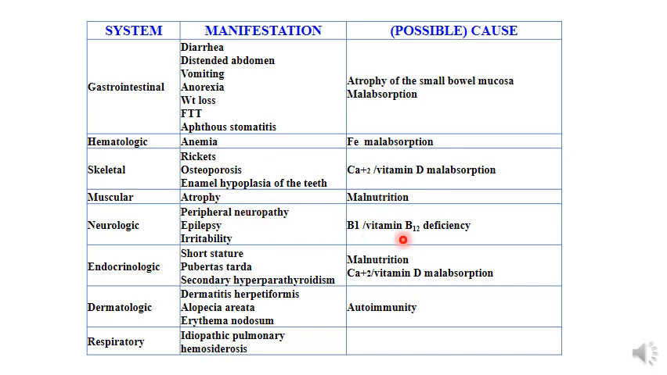Peripheral neuropathy, from vitamin B12 and B1 deficiency. Epilepsy and irritability. Short stature, delayed puberty, secondary hyperparathyroidism, from malnutrition and calcium and vitamin D malabsorption. Dermatological: dermatitis herpetiformis, alopecia areata, and erythema nodosum. These are the dermatological manifestations of celiac disease linked to autoimmunity. Respiratory: you may have idiopathic pulmonary hemosiderosis, deposition of iron in the alveoli.